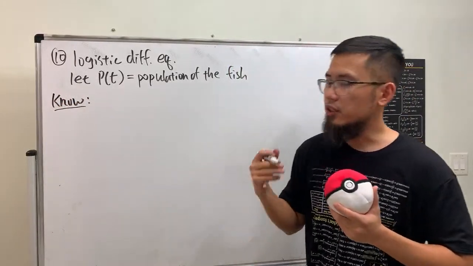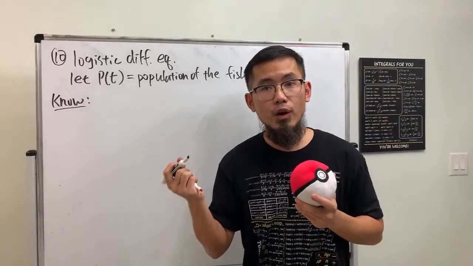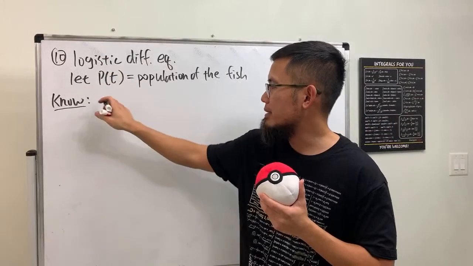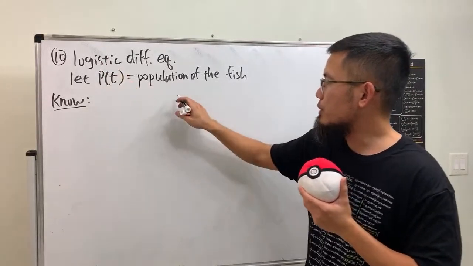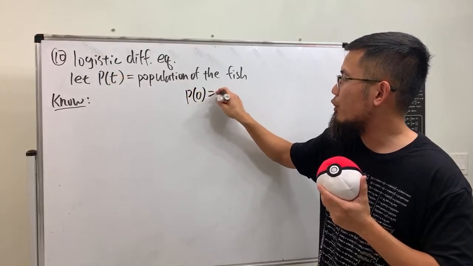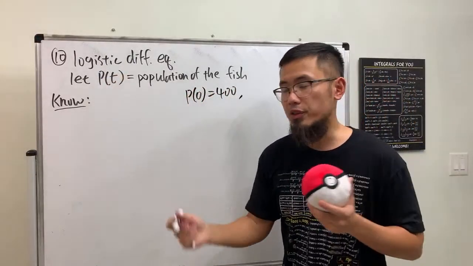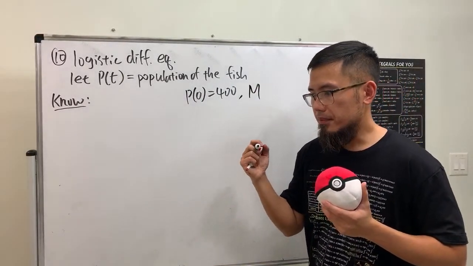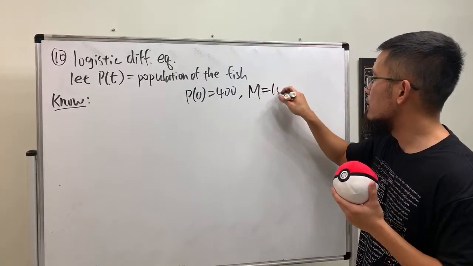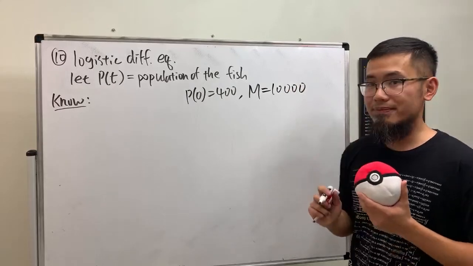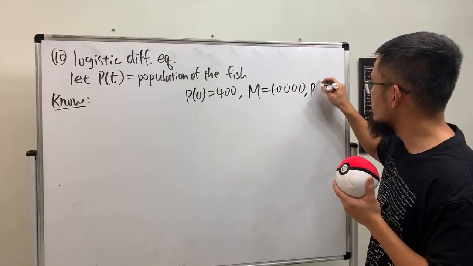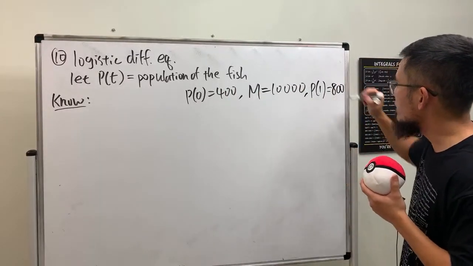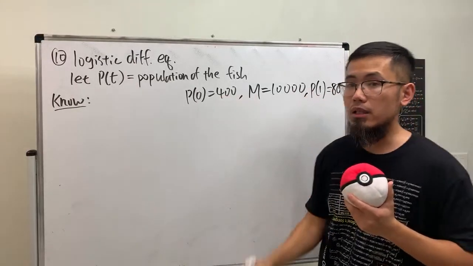Okay, whenever you are solving a word problem, it's always a good idea to write down what you know and what you want to know. What we know is, first, it's logistic, but let me actually put down the initial condition first. Initially, we have 400 fish. And we also know the capital M, which stands for the carrying capacity. This right here is assumed to be 10,000, right? And another thing that we know is P of 1 is doubled, so we have 800 right here.